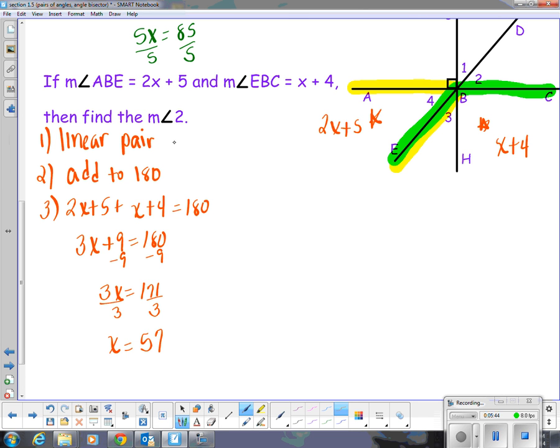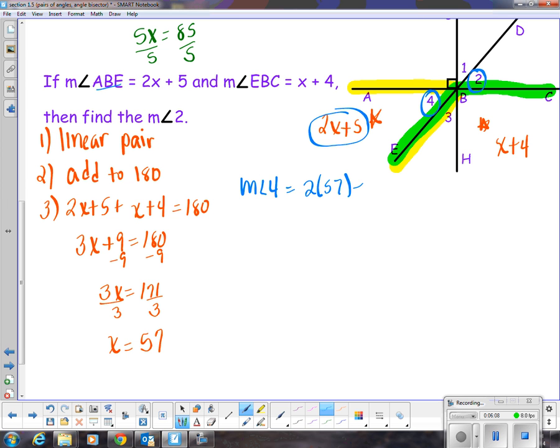All right, now we're supposed to find the measure of angle 2. Well, the measure of angle 2 is going to equal the measure of angle 4 because they're vertical, and the measure of angle 4 happens to be 2x plus 5, also known as ABE. So the measure of angle 4 is going to equal 2 times 57 plus 5. This is going to be 114, plus 5, or 119.